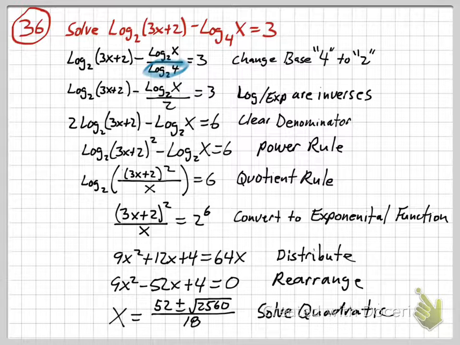Actually, if I was a good student, I would go back and get just a decimal number for this mess right here, and we really should substitute it back into here or here and see if anything is negative. Something tells me one of these answers is probably negative, like the 52 minus the square root of 2560. Oh, it's positive. Okay, so I think they're both going to work.